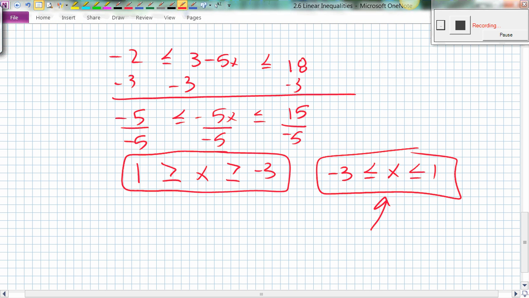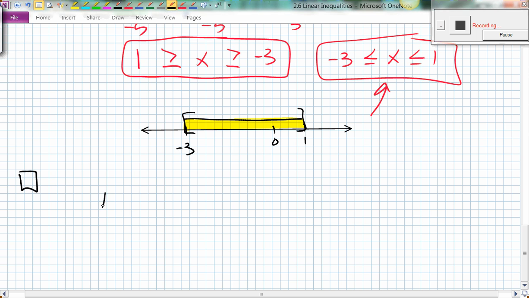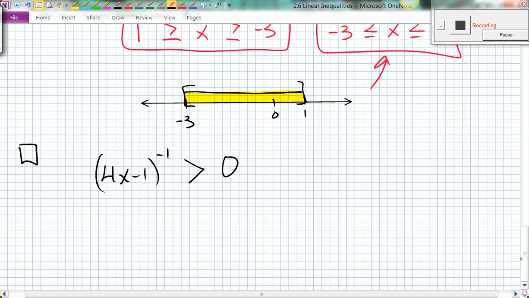Okay, this is a challenge question. If I give you 1 over 4x minus 1 is greater than 0, right now with your partner, I would like you to try and solve this, and then we'll reconvene and talk about it.